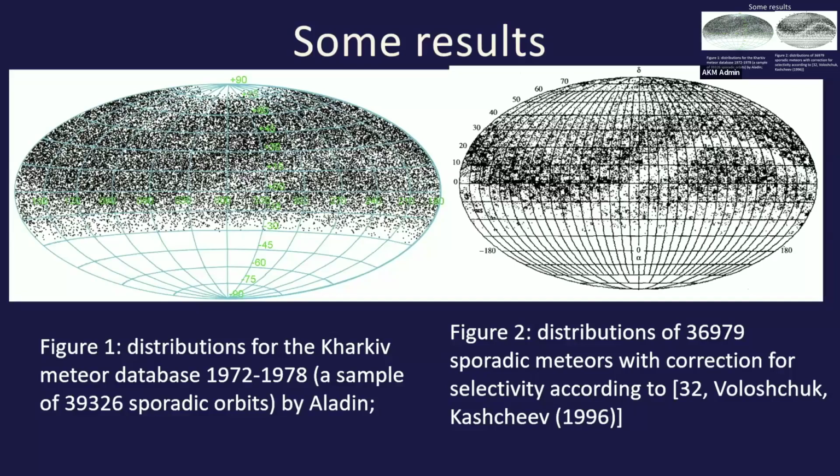So these are some results of our building. Figure one is the distribution for the Kharkiv meteor database from 1972 to 1978 by Aladin, and figure two is the distribution of sporadic meteors with correction for selectivity according to Volshuk and Kashev. These are previous researchers. We don't apply the correction for our result, but we will do it in the future.